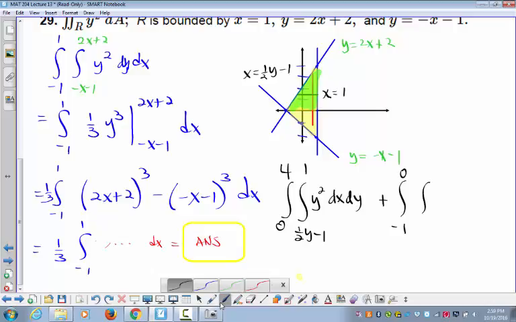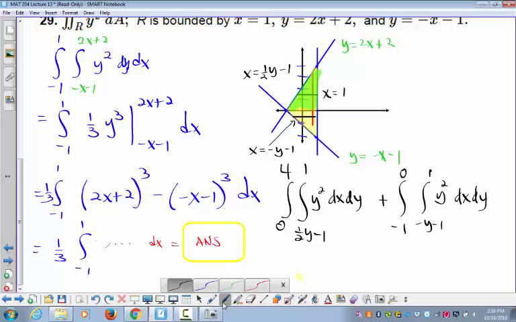And then here, when we draw our horizontal element, we're going to have a different left curve. Here's our left curve, solve that for x. So we're going to get x equals -y -1. So that's the left curve, and we start there, -y -1. The right curve is 1 again. We still have the same integrand, and then we'll have dx dy. So we have that. Does that make sense?